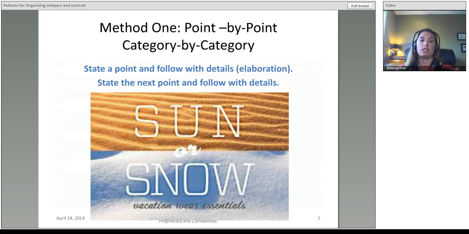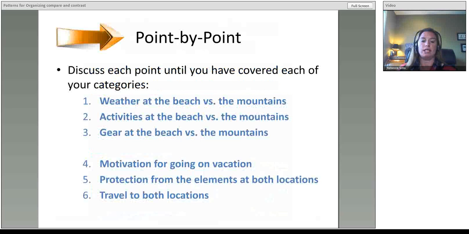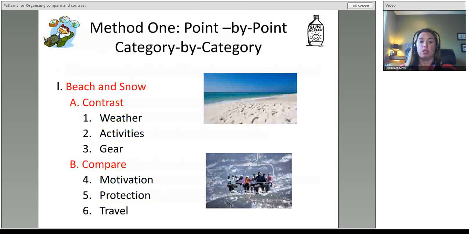You'll state a point, follow it with details and elaboration, state your next point, follow it with details and elaboration. So if you go with the example we used, you would look at it this way: weather at the beach, weather at the mountains. Activities at the beach, activities in the mountains. Gear at the beach, gear in the mountains, and then you'd go into the points you made that were similarities: motivation, protection, and travel. And that would round out your paragraph where you are contrasting and comparing beach versus snow.